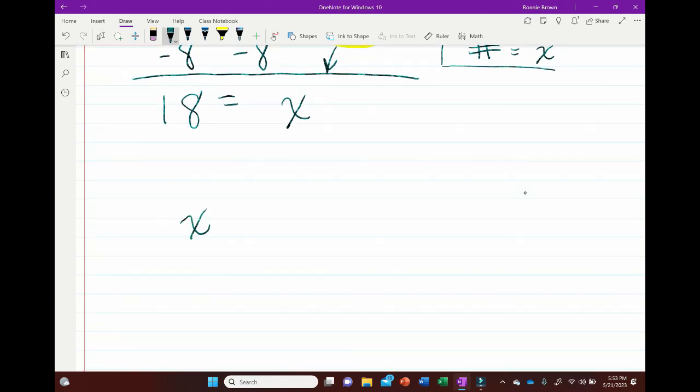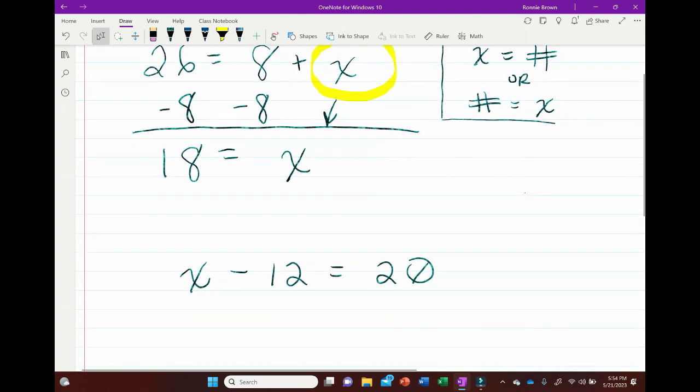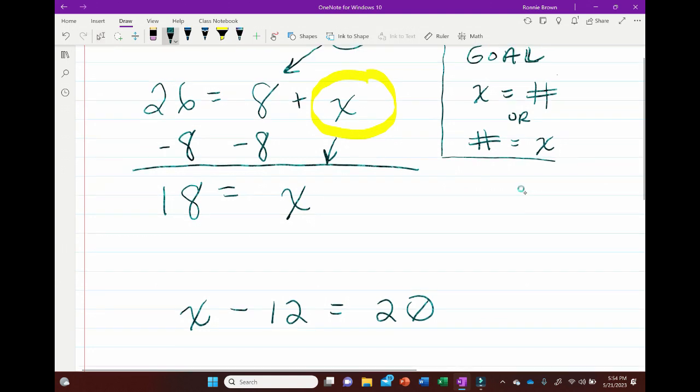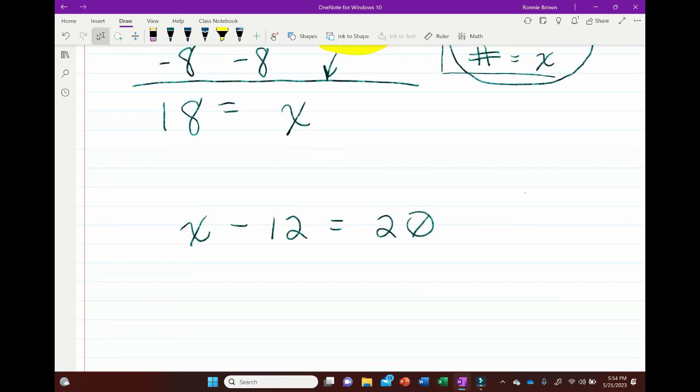If we have something like this, x minus 12 equals 20. All right, it looks a little bit different because on this one we have the variable on the left-hand side of the equal sign, but still no big deal. We said that our goal was to get the x, the variable, on the left or on the right. It's already on the left here, so I'm just going to keep it on the left.